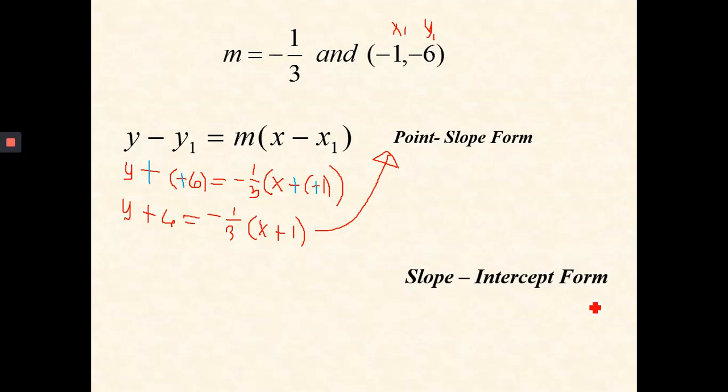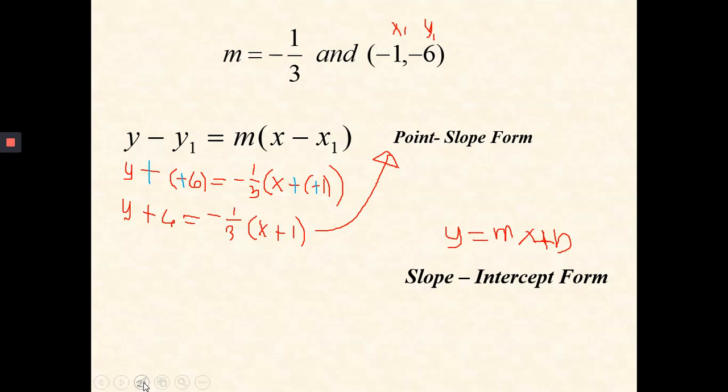Now, what if you are required to give your final answer in slope-intercept form? Can you still remember your slope-intercept form? We have y is equal to mx plus b. Since this is the formula for slope-intercept form, we need to get rid of the parentheses. We're also going to isolate your y. So how are we going to do that?